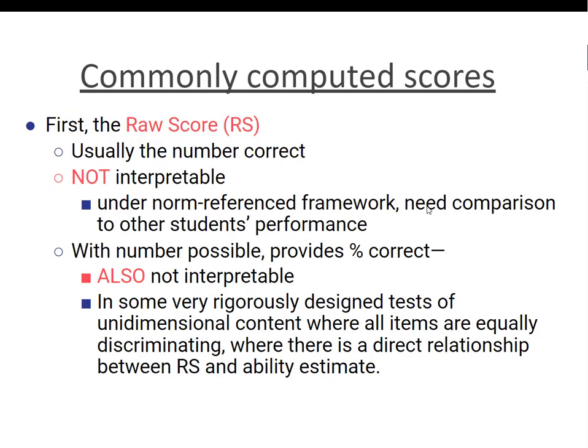Norm reference tests have a variety of commonly reported scores. Some are very useful, some not so much. One that is not useful at all is the raw score of a norm reference test. It usually will tell you the number correct, but it's not interpretable because remember, the purpose of a norm reference test is a function of not only how well a particular student scored on the test, but how well that student did relative to everybody else that also took that test.